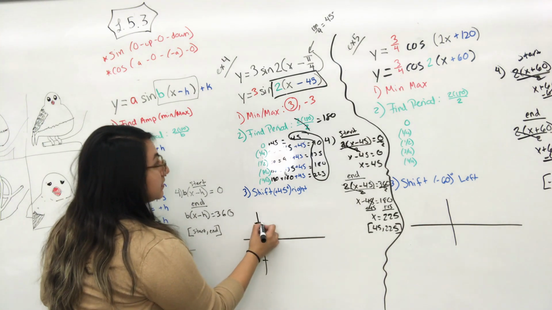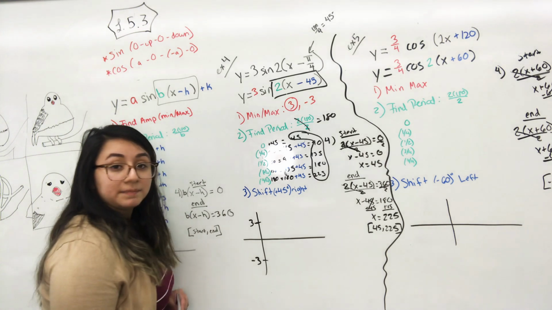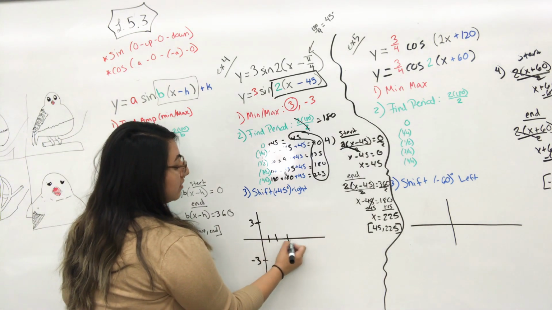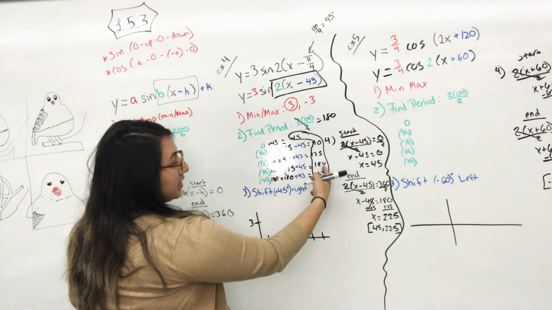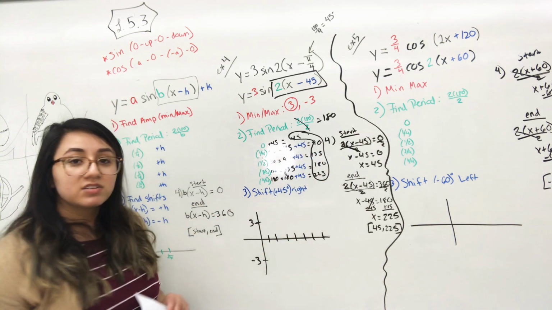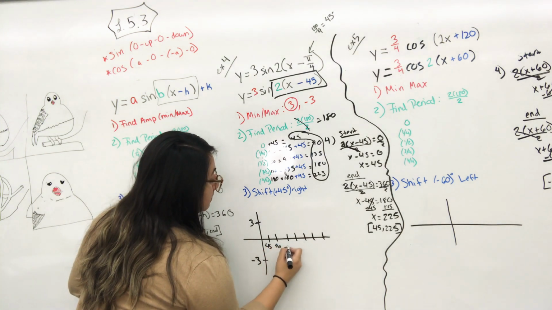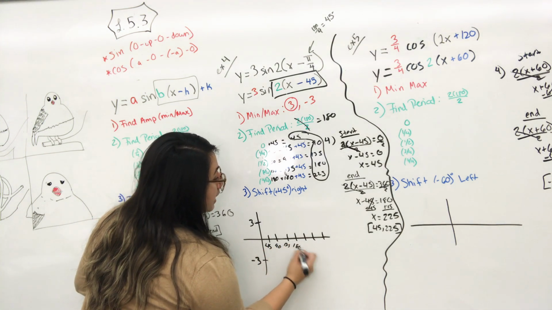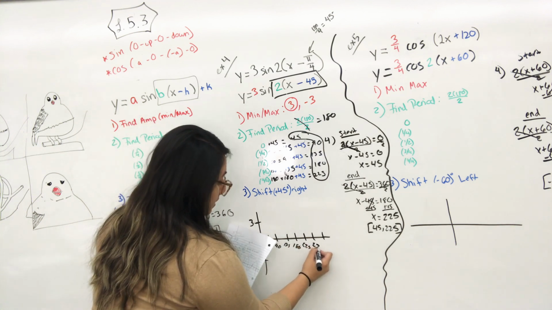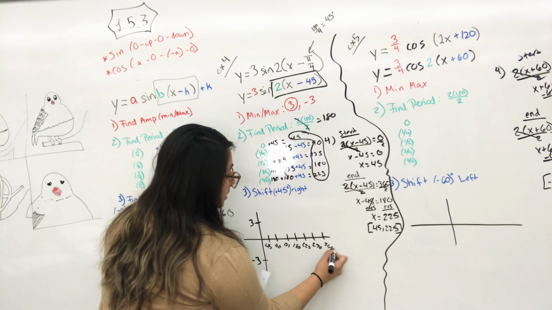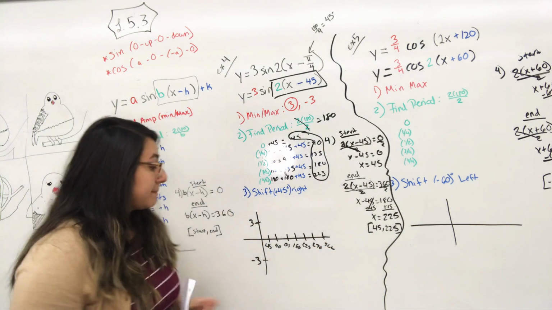My amplitude, my maximum number is 3, my minimum number is -3. I'm going to have my lines right here. If I look at this, 45, 90, 135, it looks like there's a pattern of 45. So 45, 90, 135, 180, 225, I think it kept going, 270, 360. You don't have to do this, I just add more, but you need at least between 45 and 225.